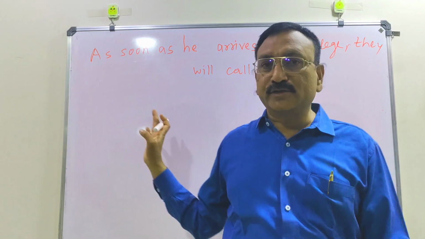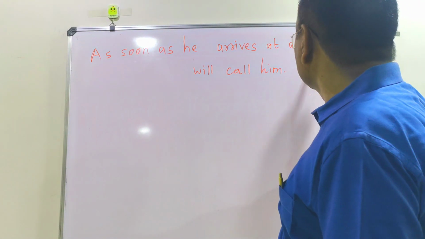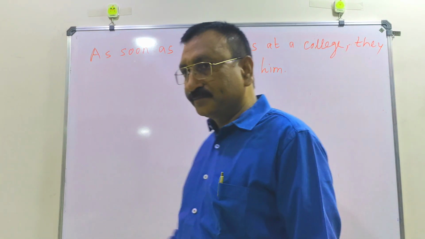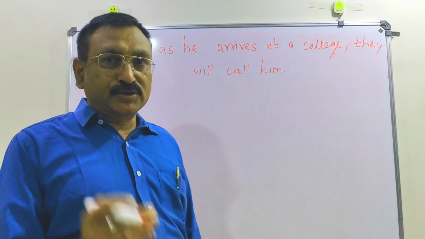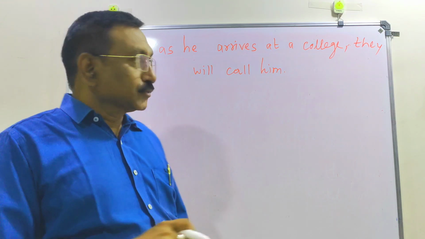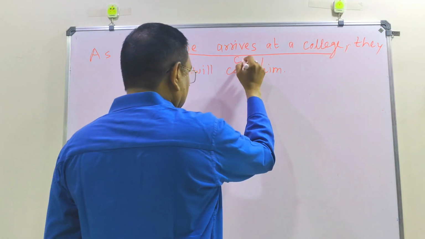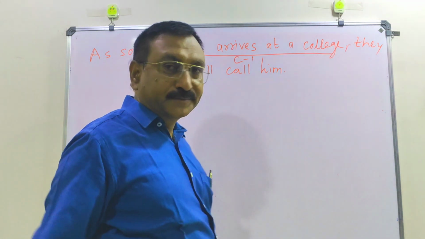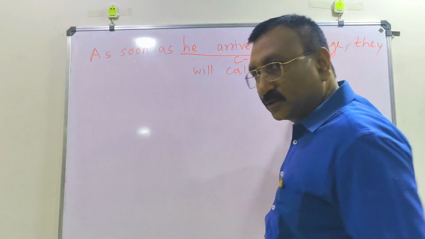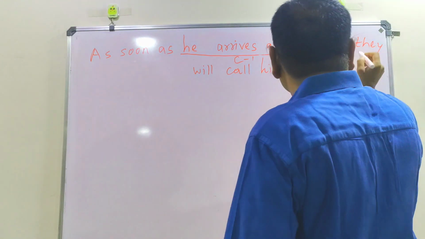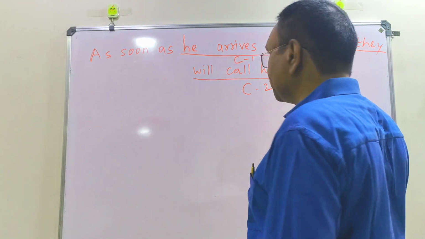Students, let us look at this sentence. As soon as he arrives at a college, they will call him. If you observe this sentence carefully, this is the first clause. Clause number 1: he arrives at a college. They will call him. This is the second clause.